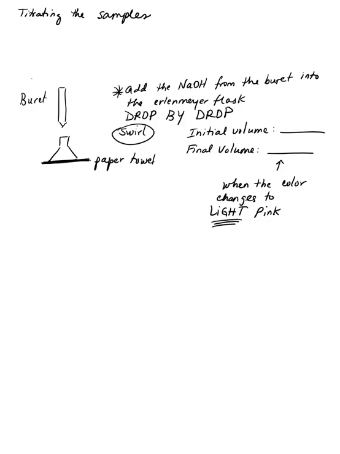You want a light pink color, so sometimes it's hard for you to see that color if the surface is too dark. So just put the paper towel and make sure that you swirl your sample as the sodium hydroxide goes into the flask.